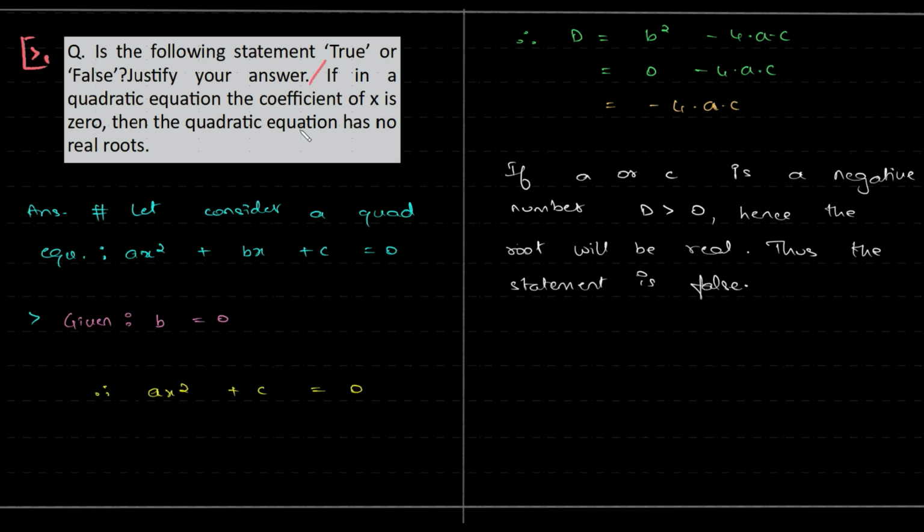The question is, where is it? There's no real root. They're not talking about one or two cases. They're telling all the cases. No, it's not true. We can have a and c values which are negative. When they are negative, what happens? D value will be greater than 0. And we end up with a root which is real. And so the statement is false.